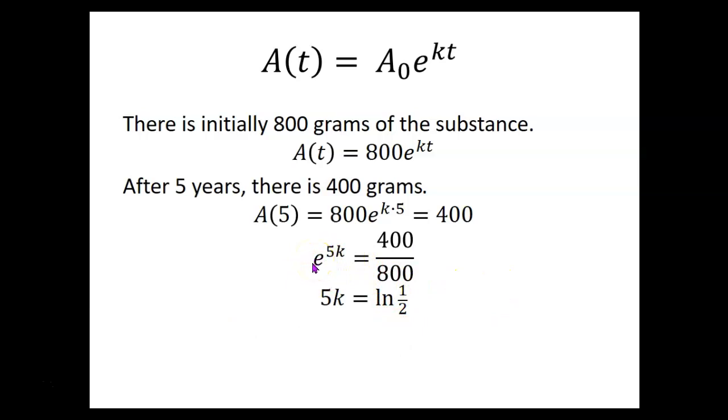Then how do we get rid of the e? With ln. Take the natural logarithm of both sides and we get 5k equals the natural log of 1/2. And then how do we go from 5k to just k? Divide both sides by 5. So k equals the ln of 1/2 divided by 5, which is approximately negative 0.138629.